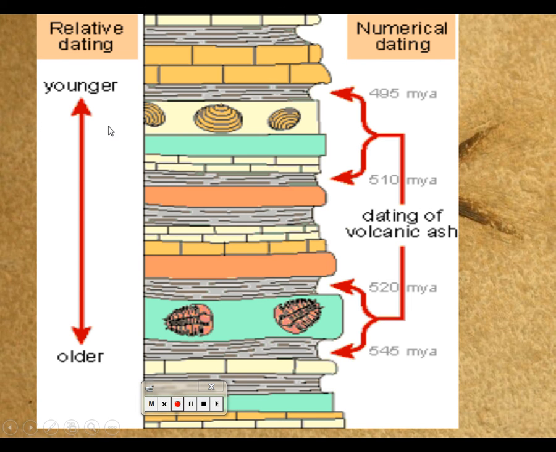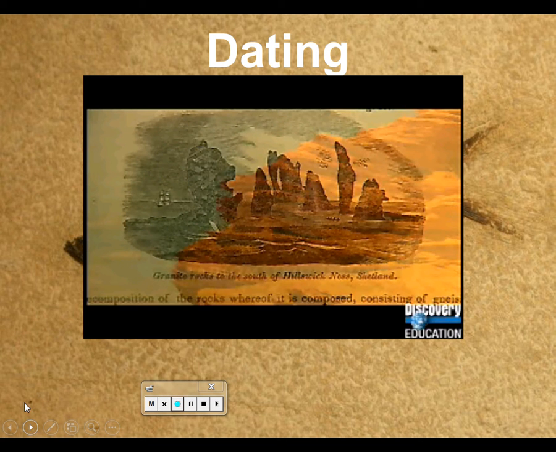Okay, looking at this, here's your relative dating on the left. You can say these shells are at the top, so they are younger than these trilobites at the bottom. For numerical dating, you can actually get a carbon-14 or a carbon sample from the trilobite fossil or from the shell fossil, and you can literally figure out how old each of those are. That's the numerical dating. We're doing that in class.